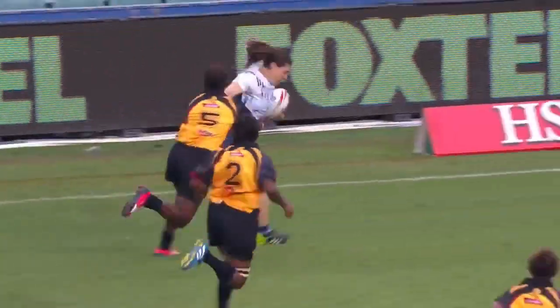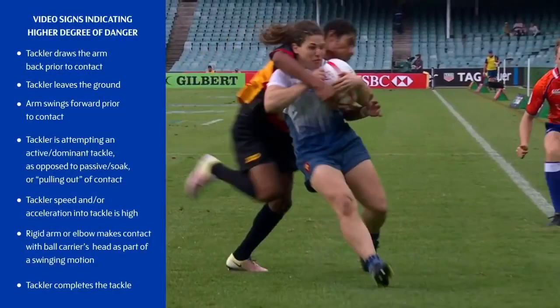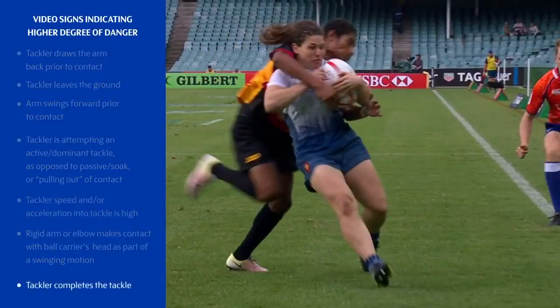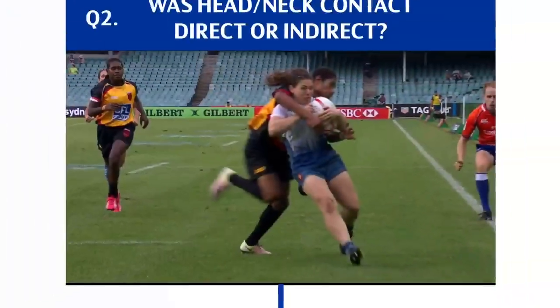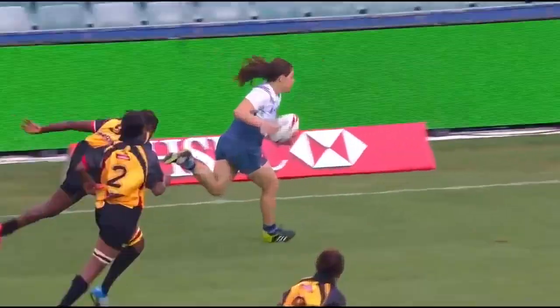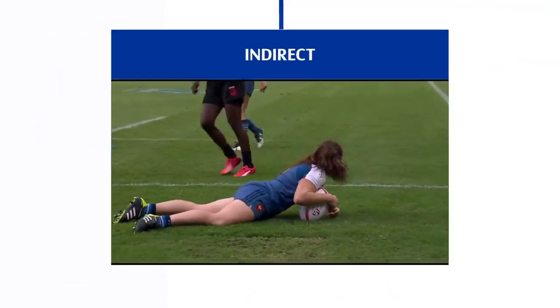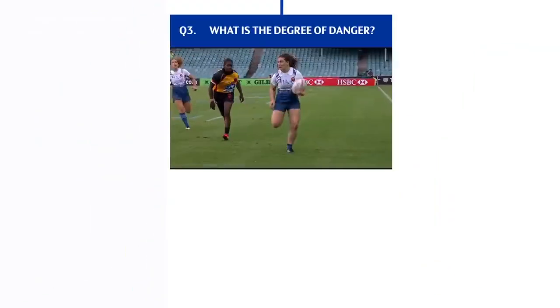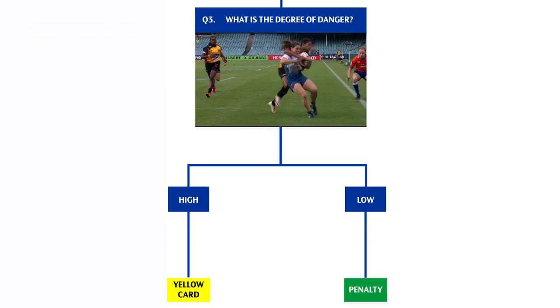In this example, the degree of danger is high, indicated by a tackler who runs into contact at high speed and who completes the tackle by following through over the top of the ball carrier. Because the tackler's head contact was indirect, moving up after initial contact lower on the tackled player's body, the initial decision for high degree of danger is a yellow card. In tackles where the degree of danger is low, the initial decision would be a penalty.